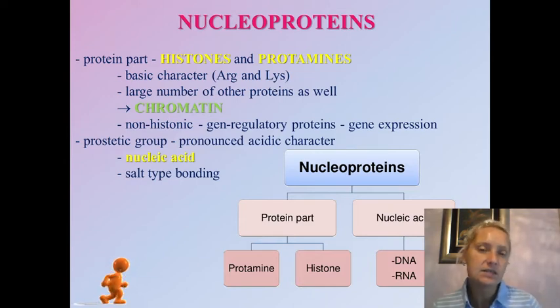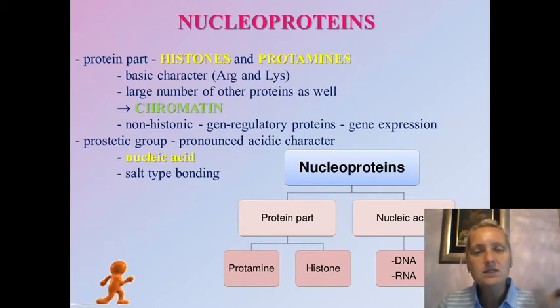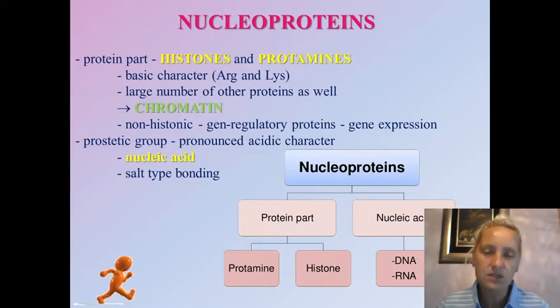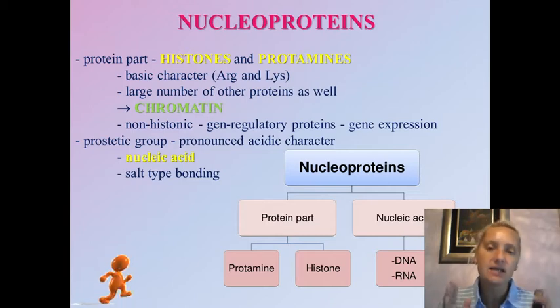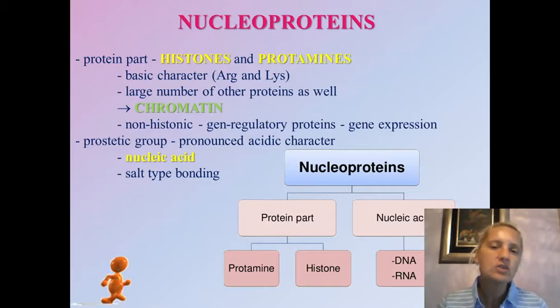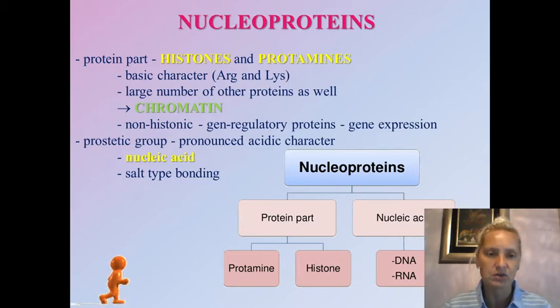I emphasized at that time that I'm gonna discuss a little bit more about their biological function when the time comes. And this is one of the spots where it is time to mention them: histones and protamines are in the structure of nucleoproteins as the protein part of the molecule. Those two types of proteins exhibit a rather basic or alkaline character due to the presence of a significant amount of arginine and lysine in the structure.